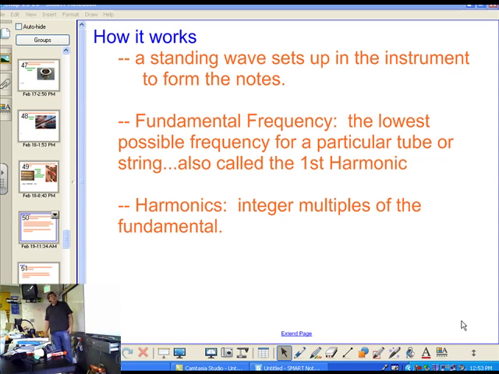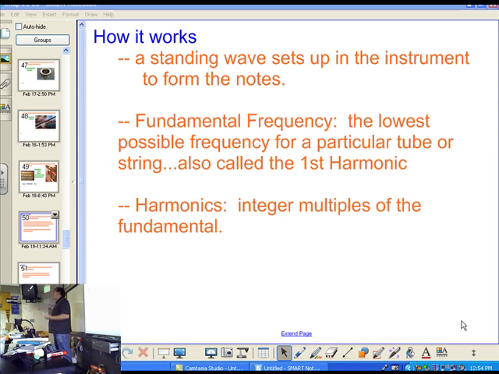Now the harmonics are those integer multiples. Remember we saw that we had twice the fundamental, 3 times the fundamental, 4 times the fundamental, and so on. But this is how all instruments work. Just like my tube, I got resonance in it by forming that standing wave.